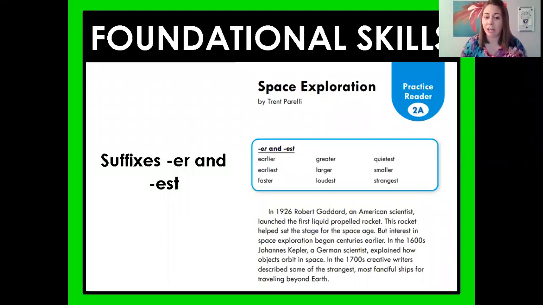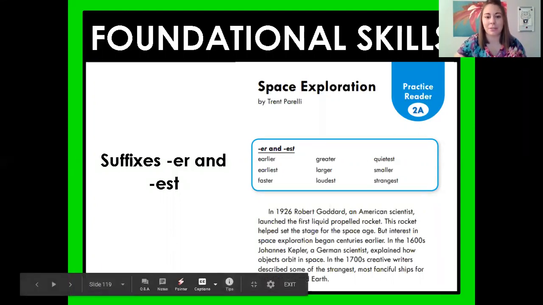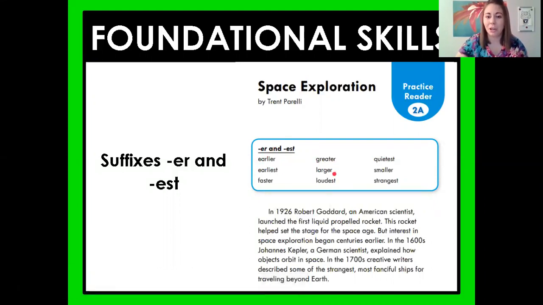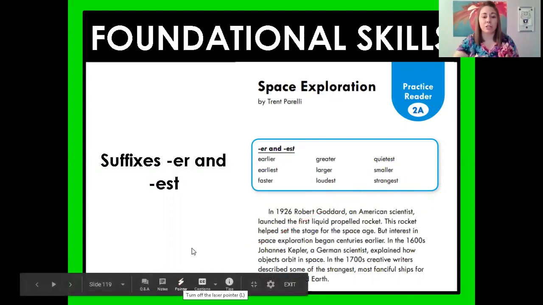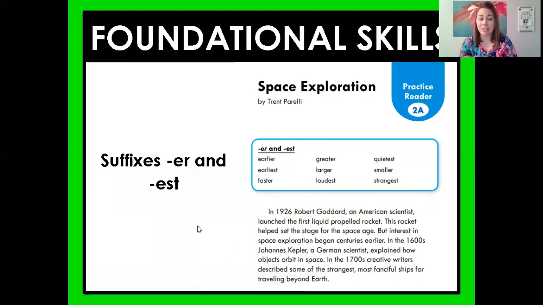We have earlier, earliest, faster, I'm going to use a pointer here, greater, larger, loudest, quietest, smaller, strangest.